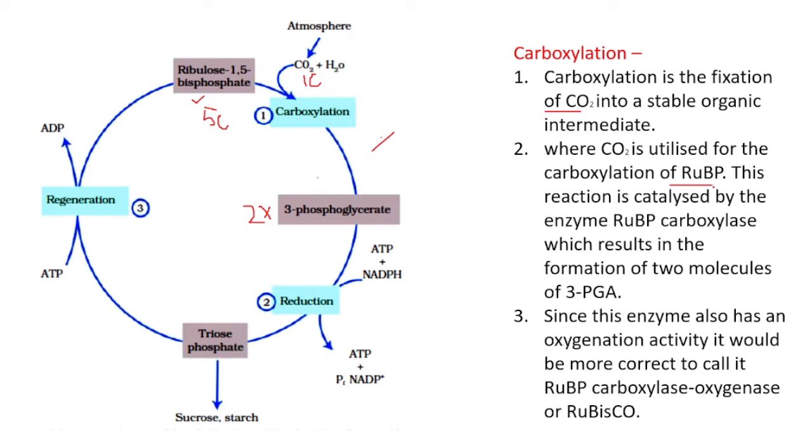RuBP carboxylation. This reaction is catalyzed by the enzyme RuBP carboxylase. So we can write here the enzyme that is used is RuBP carboxylase. Okay. Please be very careful about the terminology carboxylase, because it is catalyzing a reaction of carbon dioxide and RuBP.